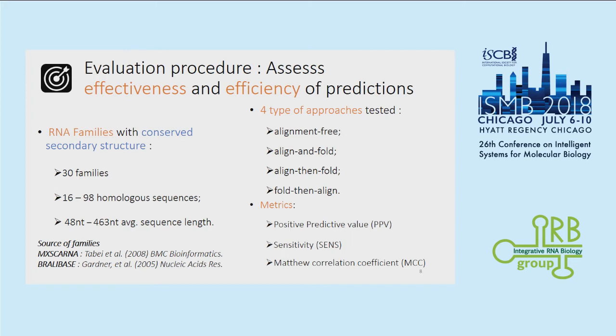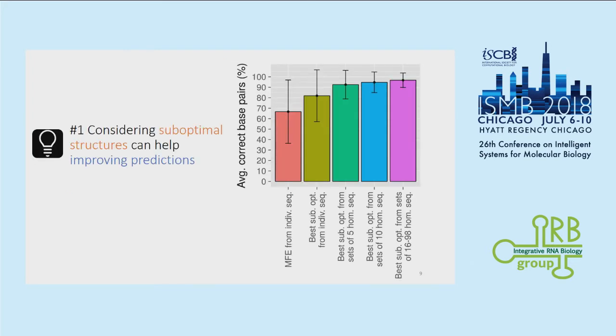So let's start with the 5 main results that we get from our experiments. The first result is the fact that considering the suboptimal structures can help greatly to improve prediction. Here, in this graph, we report the average correct base pairs from the best suboptimal structures.